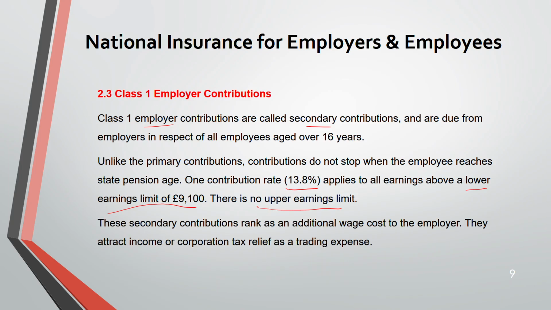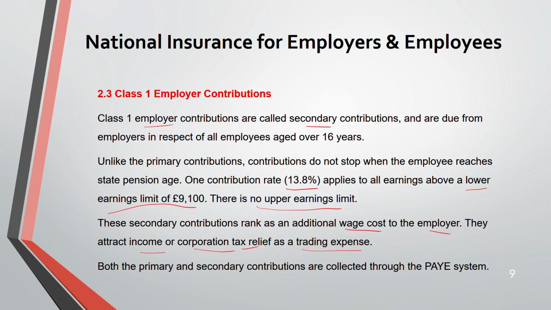This is easier. The secondary contribution is an additional cost to the employer, because employees are paying their own. Because it's an additional wage cost to the employer, you are going to get tax relief on this NIC. How? Employers can deduct it as a trading expense from their income. If it's a company, they get corporation tax relief. If it's an individual, income tax relief. So only the employers can do that, not employees. Both primary and secondary are collected through the PAYE system, deducted at source.